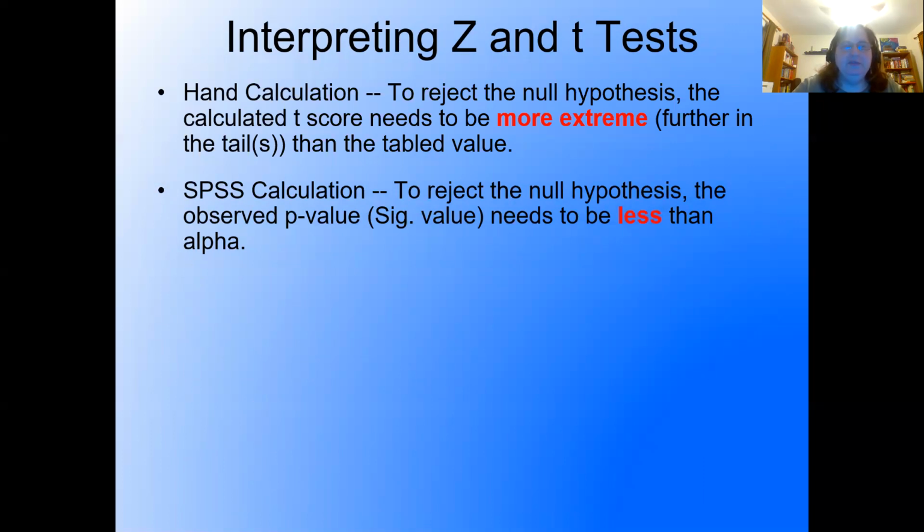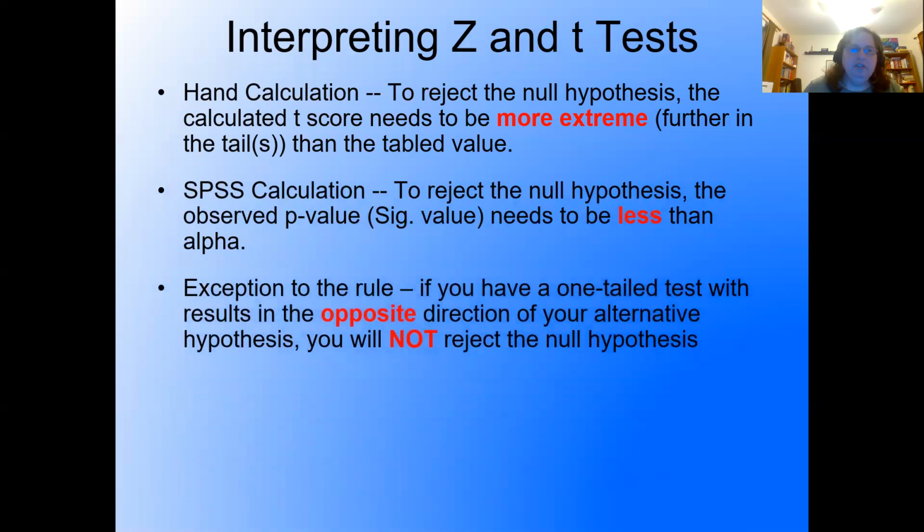And what's our good old exception to the rule? If you have a one-tail test with results in the opposite direction of what you predicted of the alternative hypothesis, you will not reject the null hypothesis. It could be way extreme, but in the wrong tail. It could be a very low P, but if it's in the wrong tail, you won't reject. Okay, it might be very significant, but you won't reject. Okay.